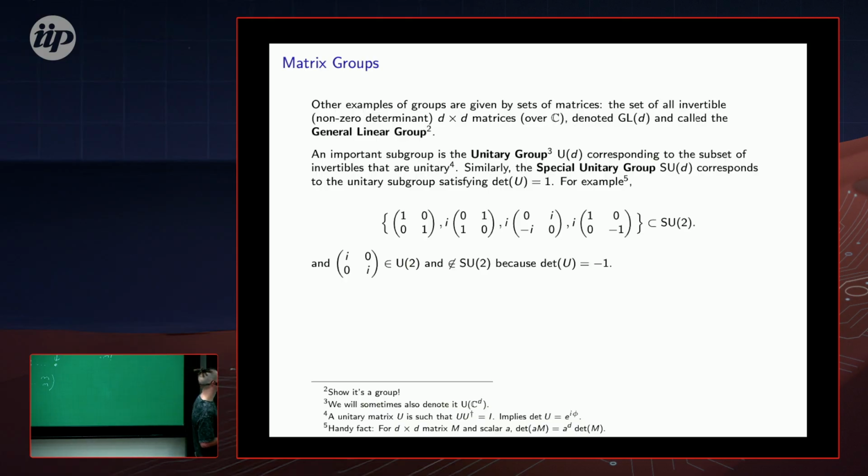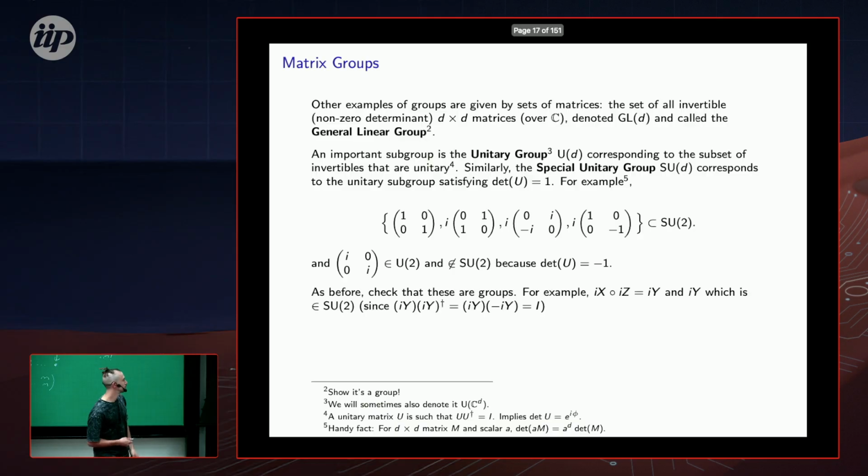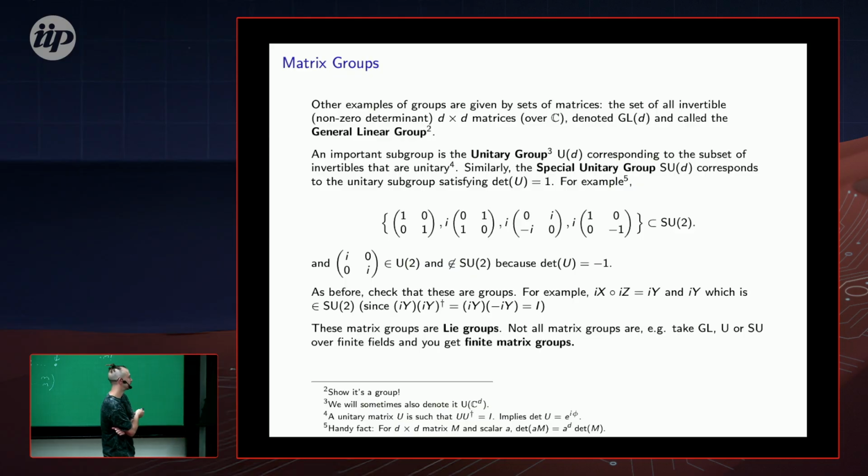Instead, i times the identity is definitely not in SU2. It's in U2. As an exercise, we can check that all of these, for example, are groups. Like Ix composed with Iz is Iy, and Iy is in SU2, and so on and so on. We can play this game of checking group properties.